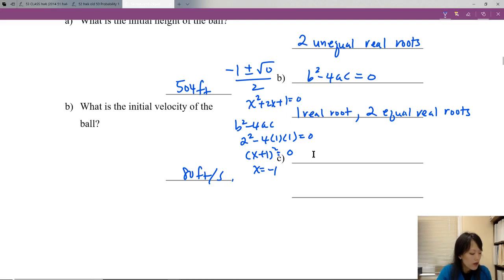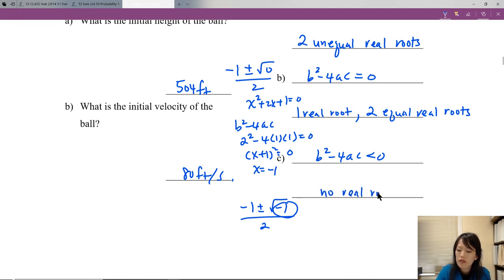What's the other scenario? It's when your discriminant is less than 0. That's the easiest one. How come that's the easiest one? Can you have negatives? No, when you have a negative under the square root, it's no real roots. So that's the no solution scenario, when the thing under the square root is negative.